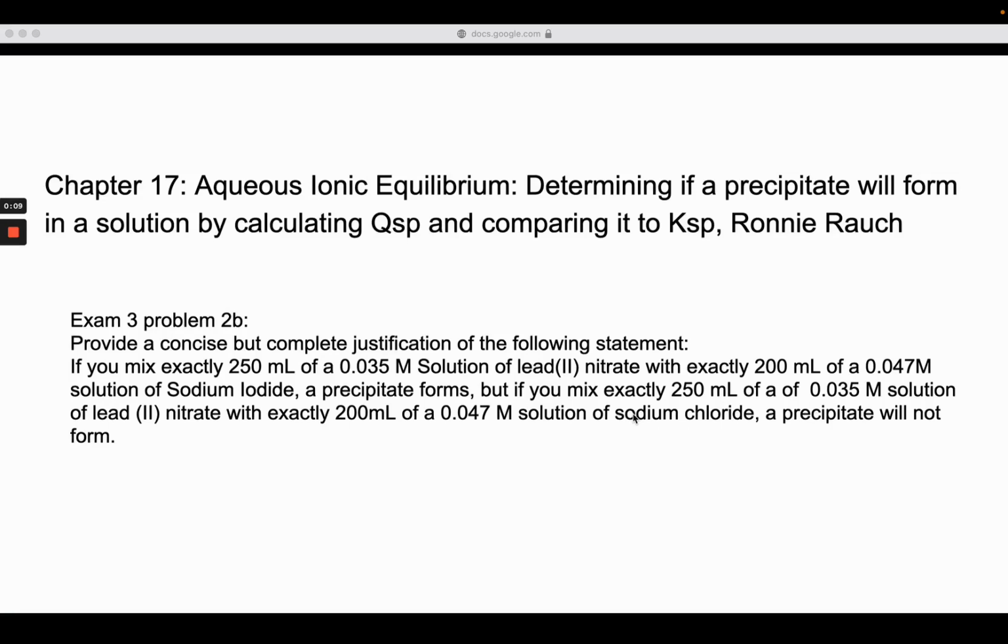If you mix exactly 250 milliliters of a 0.035 molar solution of lead 2 nitrate with exactly 200 milliliters of a 0.047 molar solution of sodium iodide, a precipitate forms. But if you mix exactly 250 milliliters of a 0.035 molar solution of lead 2 nitrate with exactly 200 milliliters of a 0.047 molar solution of sodium chloride, a precipitate will not form.